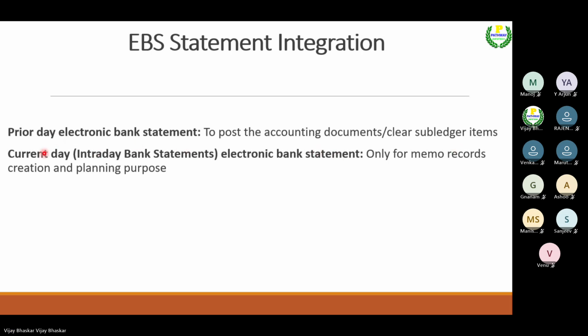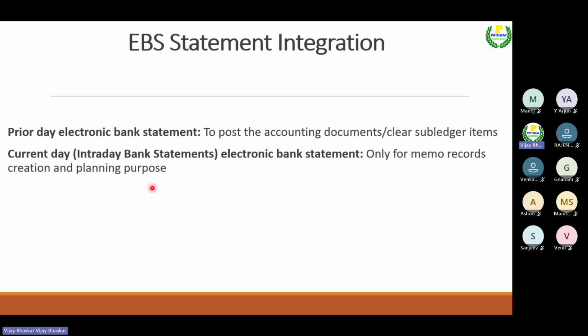The current day statement, the intraday electronic bank statement, is only for memo records creation and planning purposes. The current day memo records can be used only for planning purposes. It doesn't have any impact on the finance. Please take note.